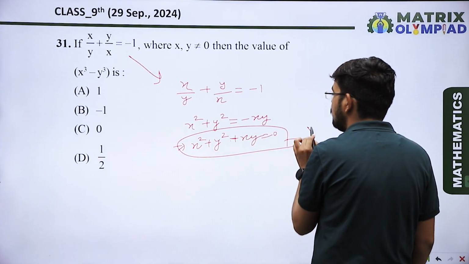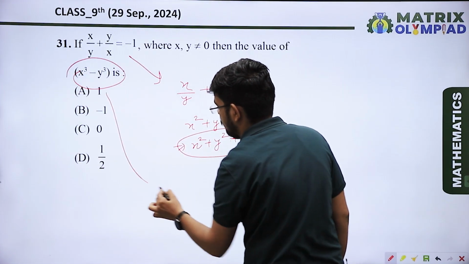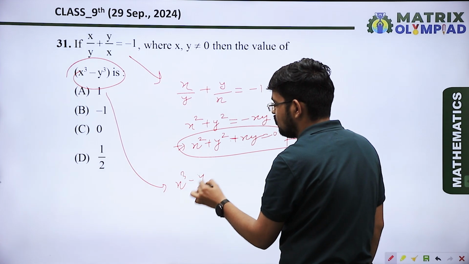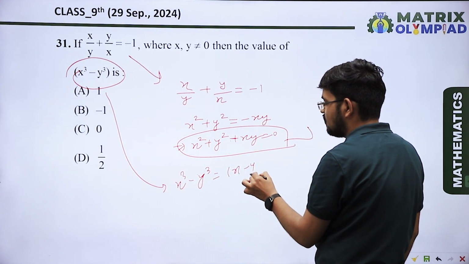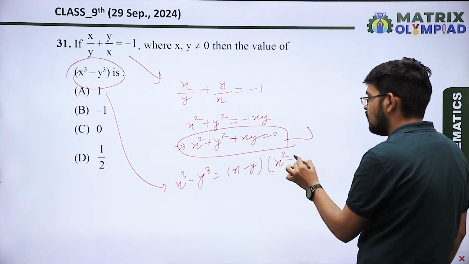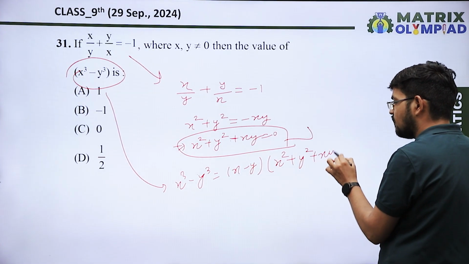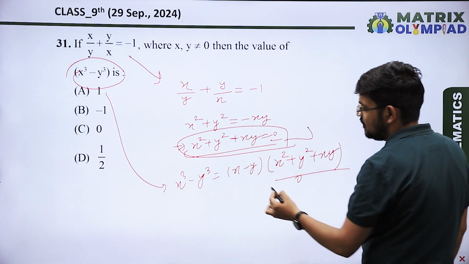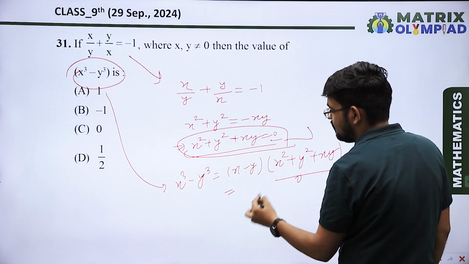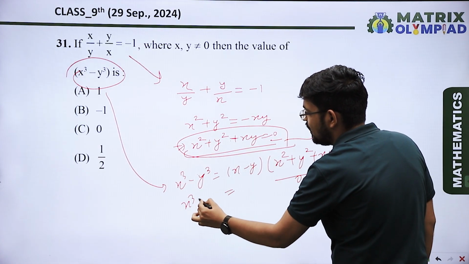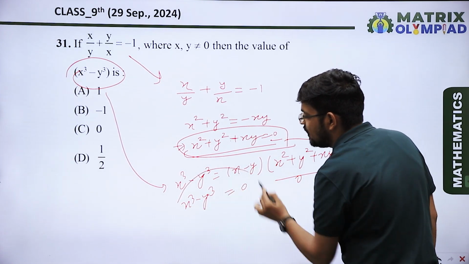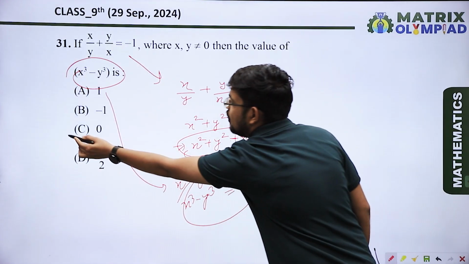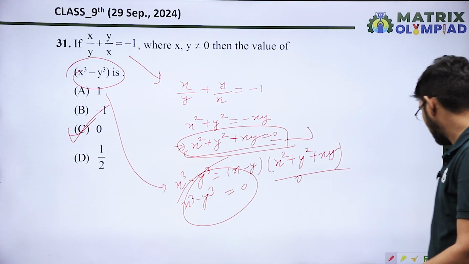Now it is asking x cube minus y cube. What is the identity for x cube minus y cube? That is x minus y multiply x square plus y square plus xy, and the value of x square plus y square plus xy equal to 0. So put here 0. So when you multiply with x minus y you will get the 0. So the value of x cube minus y cube will be 0. So option C is the correct answer.